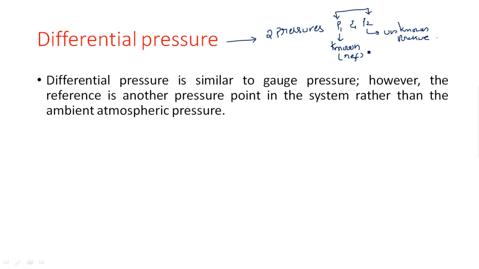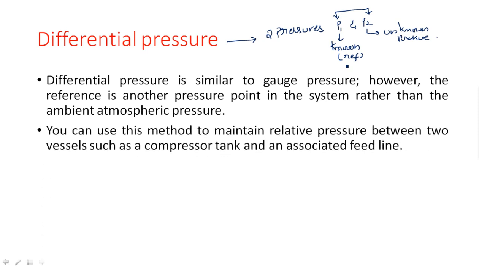Differential pressure is similar to gauge pressure, however the reference is another pressure point in the system rather than the ambient atmospheric pressure. If we take the reference point from the ambient atmospheric pressure, then that type of measurement is known as gauge pressure measurement. But if we take a pressure reference point other than the ambient atmospheric pressure, then it comes under differential pressure. You can use this method to maintain relative pressure between two vessels, such as a compressor tank and an associated feed line.